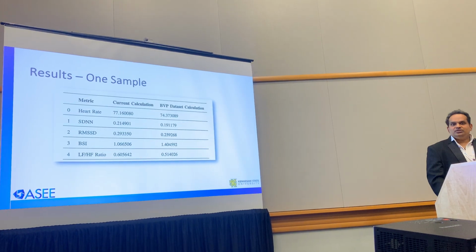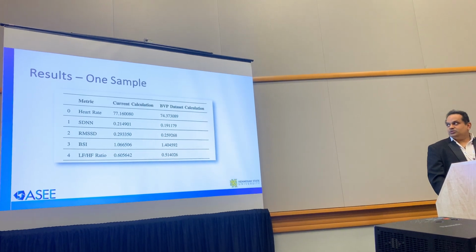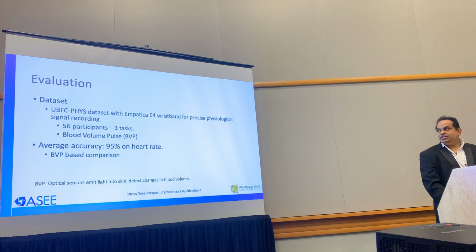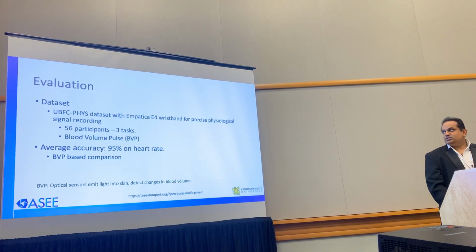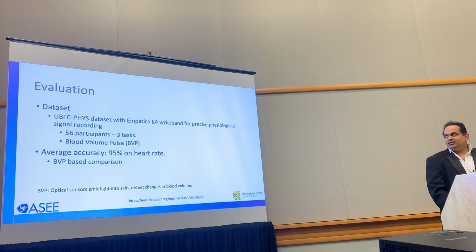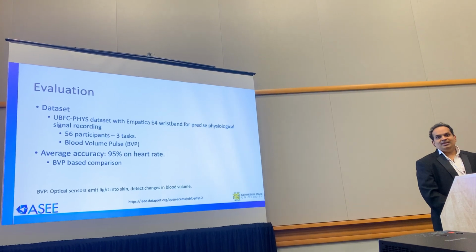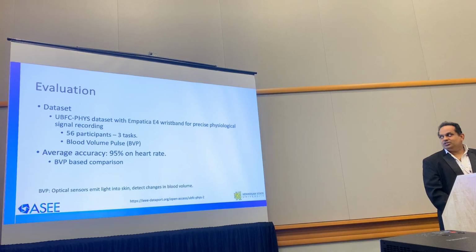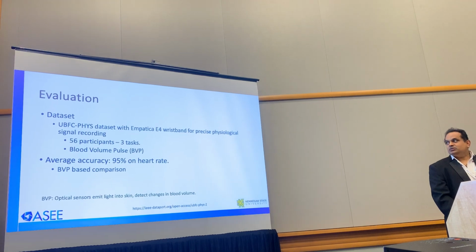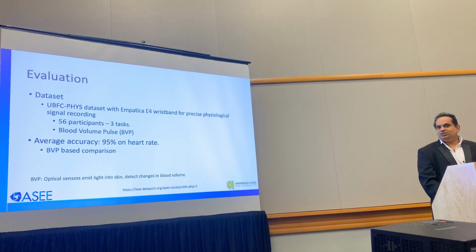So this is one of the samples. As you can see, 75 is the real one and 77 is the calculated one. So how do we know if it is correct or not? We used the UBFC-rPPG dataset, which uses the Empatica E4 wristband for precise physiological signal recording. In the dataset itself, they give the blood volume pulse, from which we can calculate the heart rate and the HRV metrics. So we use this actual data, which is very accurate, to compare with the calculated data from the rPPG technology.